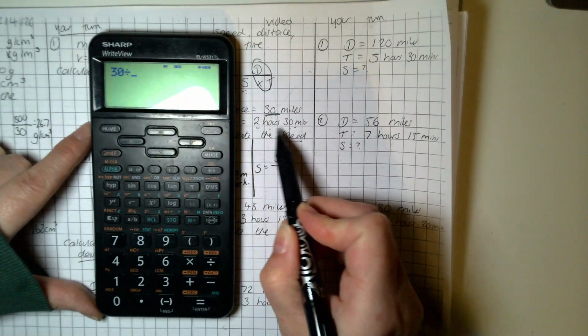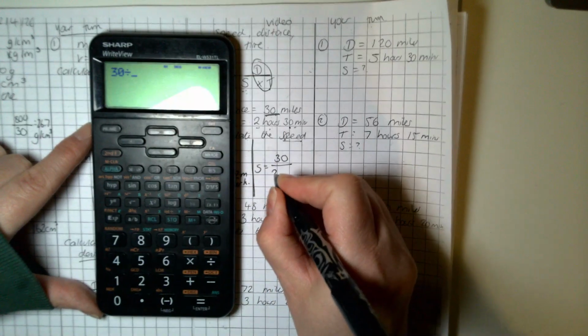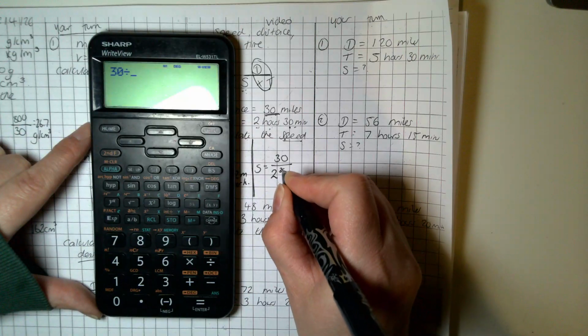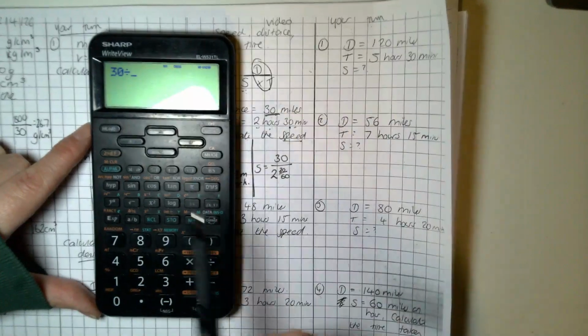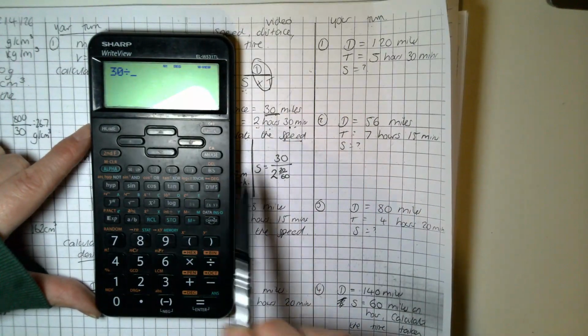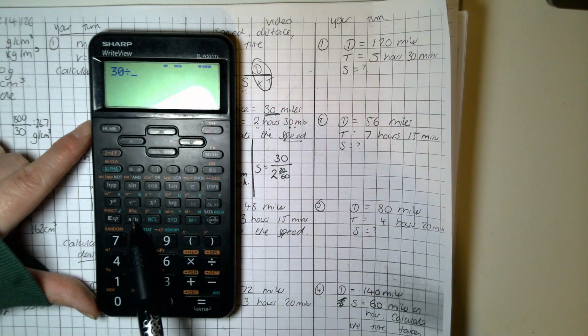2 hours and 30 over 60 minutes. Now I'm going to write it in a not very nice way. However, this is the second method using your calculator. So it's not written very nicely. However, we're going to use our calculator and we're going to use a fraction key.